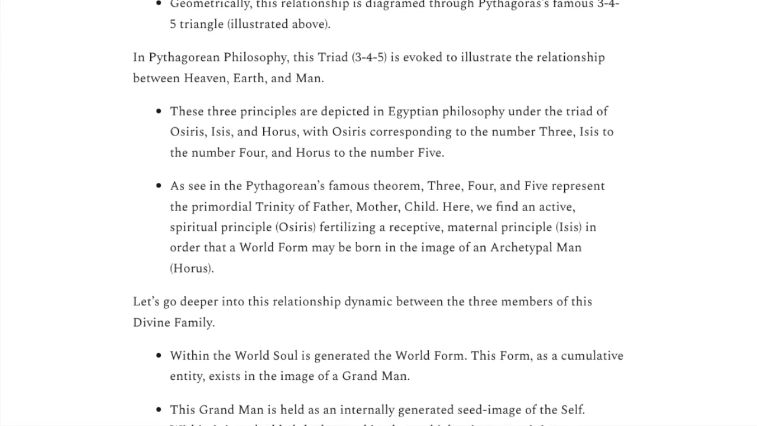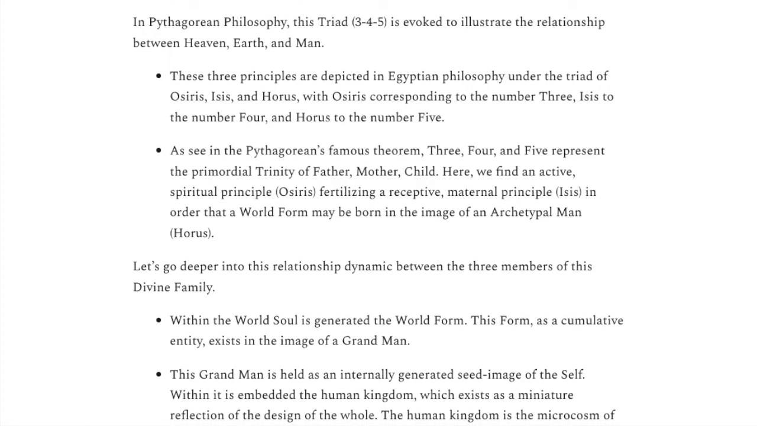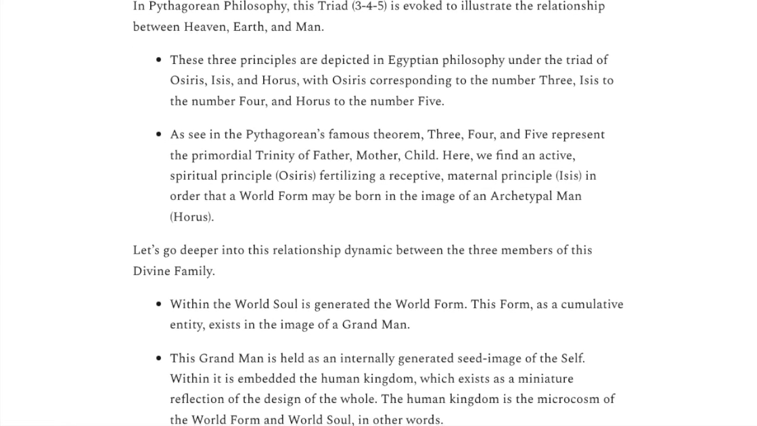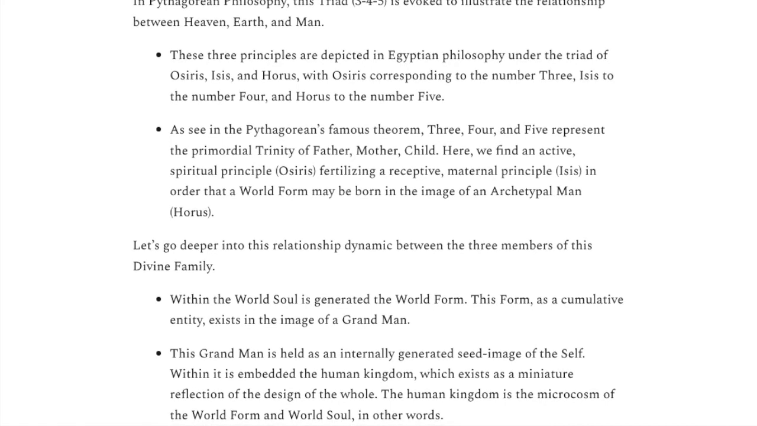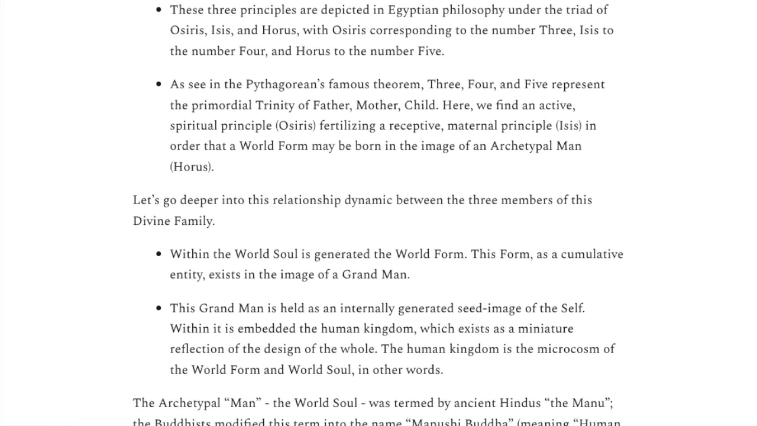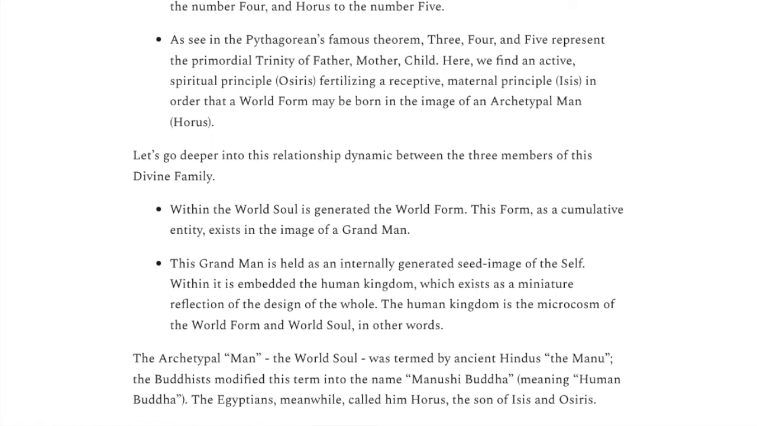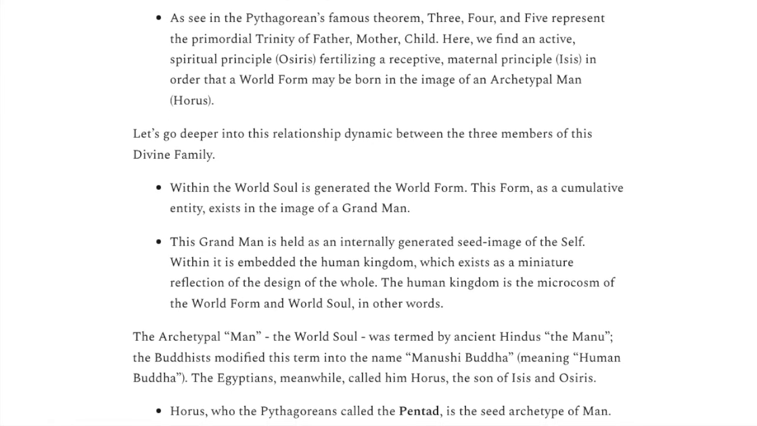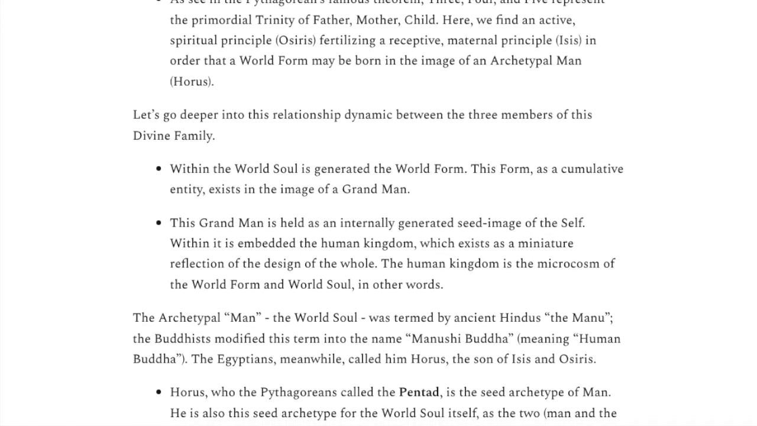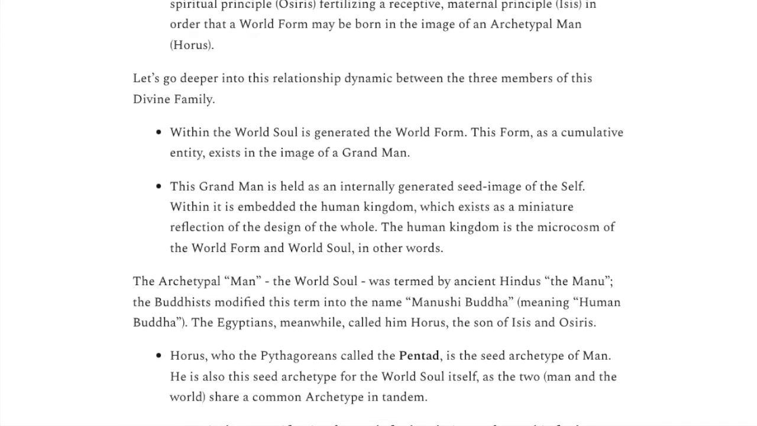So let's go deeper a bit into the relationship dynamic between these three members of the divine family. Within the world soul is generated the world form. This form, as a cumulative entity, exists in the image of a grand man. This grand man is held as an internally generated seed image of the self. Within it is embedded the human kingdom, which exists as a miniature reflection of the design of the whole. The human kingdom is the microcosm of the world form and world soul, in other words. It exists within each as a concentrated downward reflection of it.